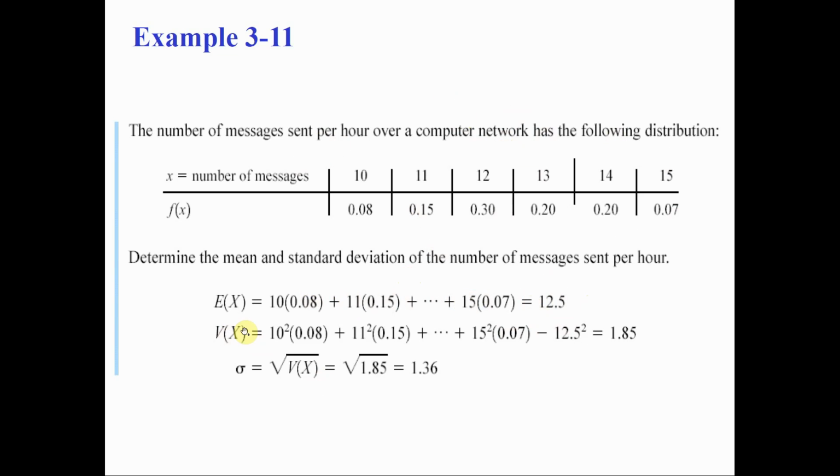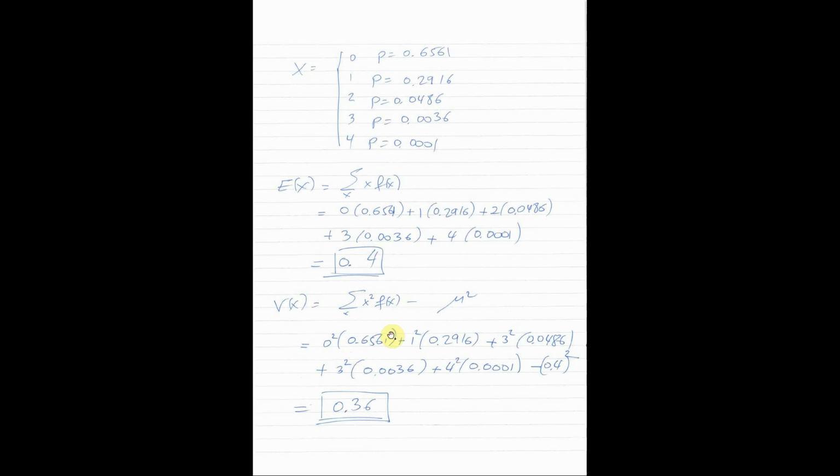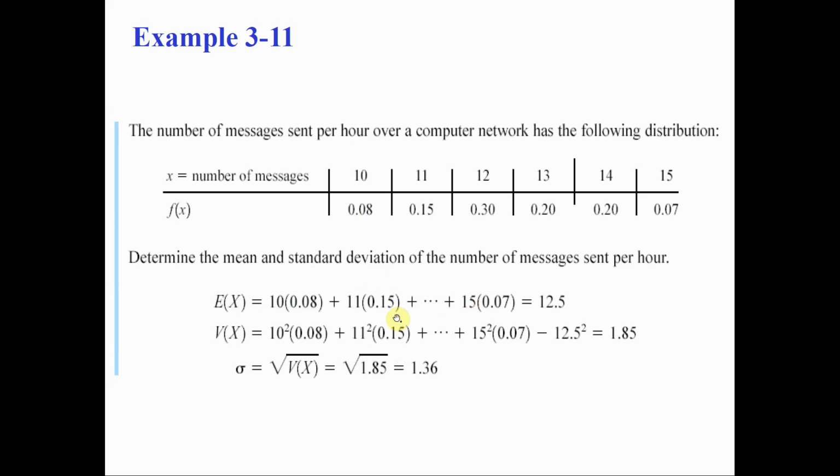What is the variance? We need to calculate the variance and the standard deviation. How do we calculate the variance? Variance, again, expected value of x squared minus mu squared. So we start with 10 squared times probability plus 11 squared times probability plus and so on until 15 squared times probability. But after all this, we have to subtract mu squared. Mu was calculated, it's the same as the expected value of x, 12.5. So at the end, we have to subtract 12.5 squared.